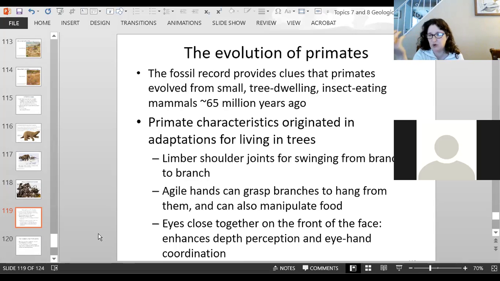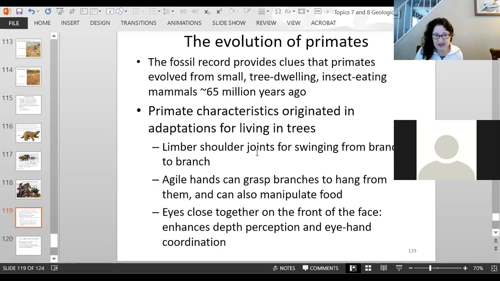Okay, so our adaptations: our hands, our shoulders, the fact that we have eyes at the front of our faces. That's also an adaptation for life in trees because it helps with your depth perception. If you look at a horse or an elephant, their eyes are on the sides of their faces, really separated. That wouldn't be good for depth perception if you're swinging in branches in trees. It also helps with eye-hand coordination when you have your eyes closer together. Or think of a whale. A whale has its eyes really far apart on the sides of its head, right?